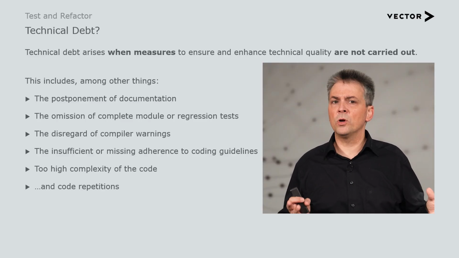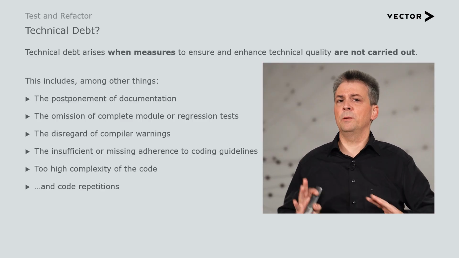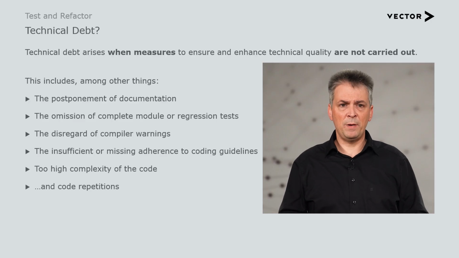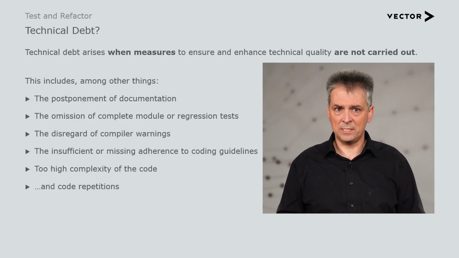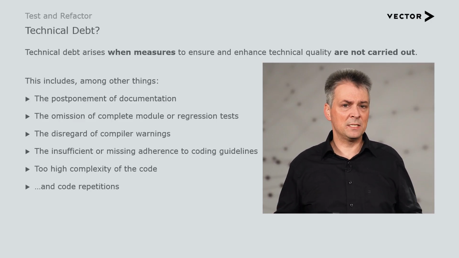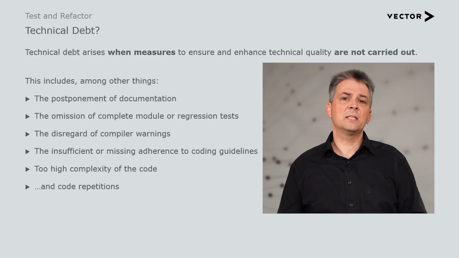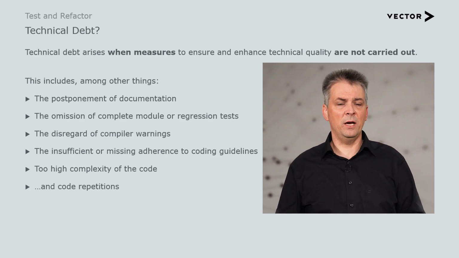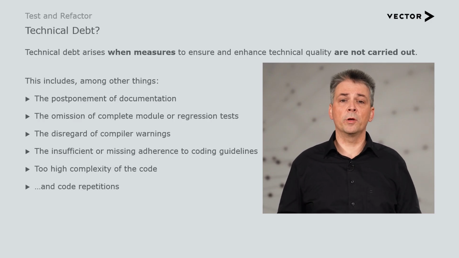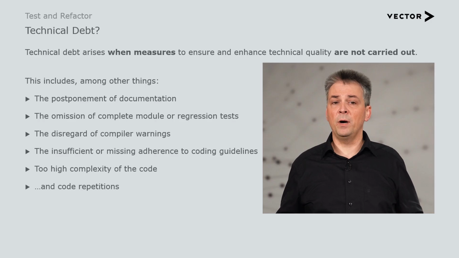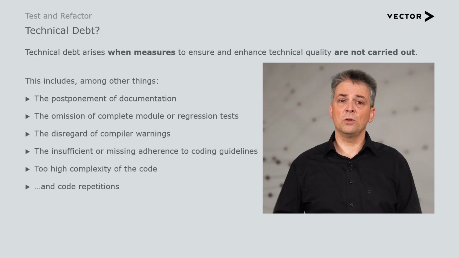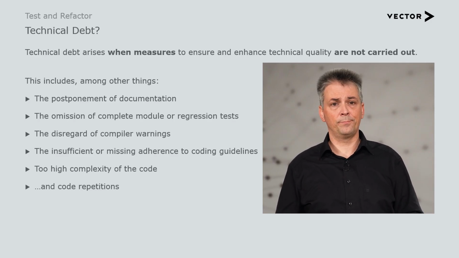But why am I now talking about technical debt? I will come to this. Let me first explain what technical debt is. Technical debt arises when measures to ensure and enhance technical quality are not carried out. This includes, among other things, the postponement of documentation, the omission of complete module or regression tests, the disregard of compiler warnings, the insufficient or missing adherence to coding guidelines, too high complexity of the code, and code repetitions.